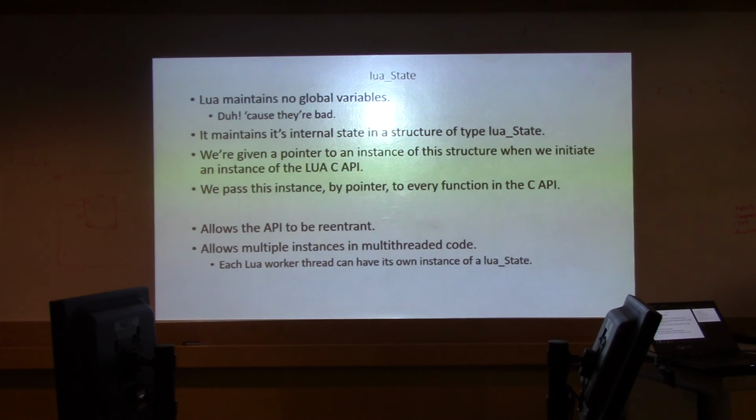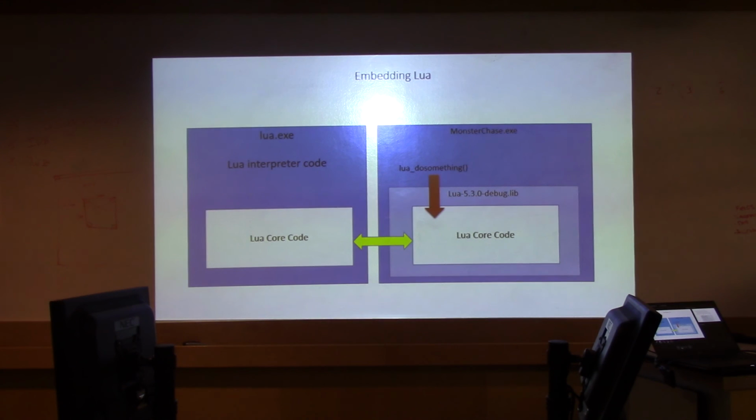That allows the API to be reentrant and allows multiple instances of it in multi-threaded code, because each thread can have its own instance. So it makes it thread safe. It makes it a little more work on our part, but it does make it reentrant and thread safe. So if you have two threads, because we only have one core library out there, you can have two threads working with it at the same time, and they don't cause confusion between them by Lua using global variables. It doesn't keep track of anything internally.